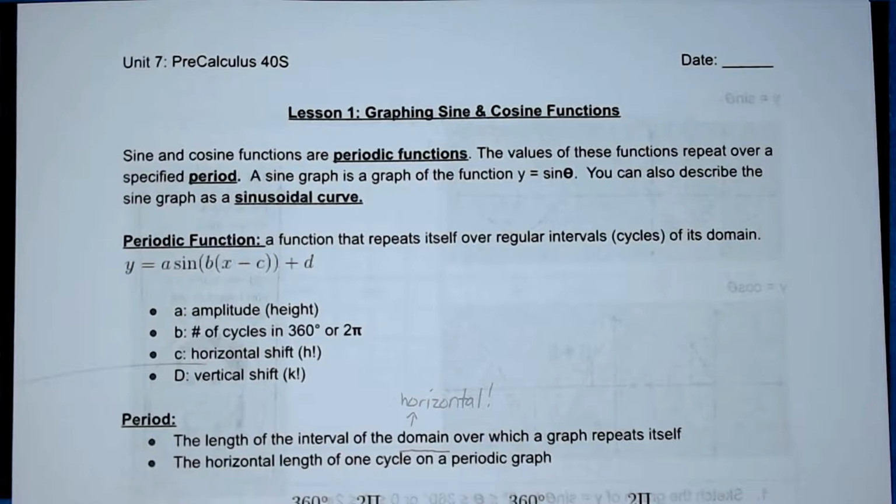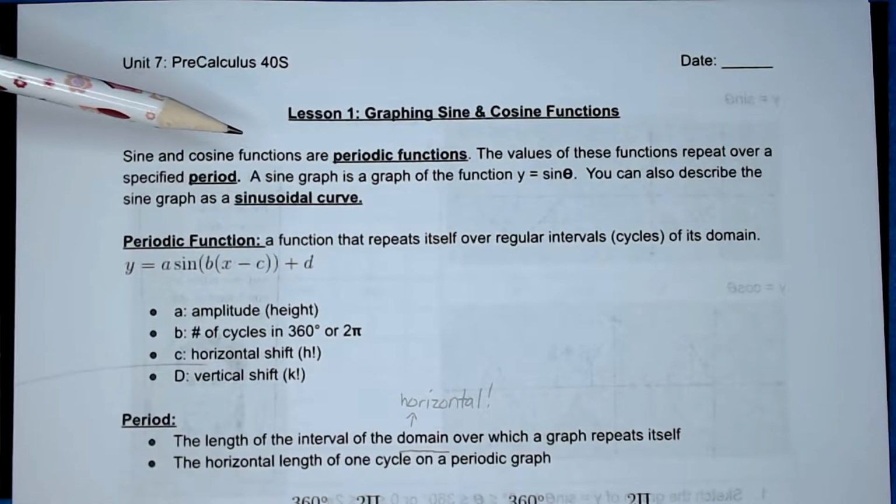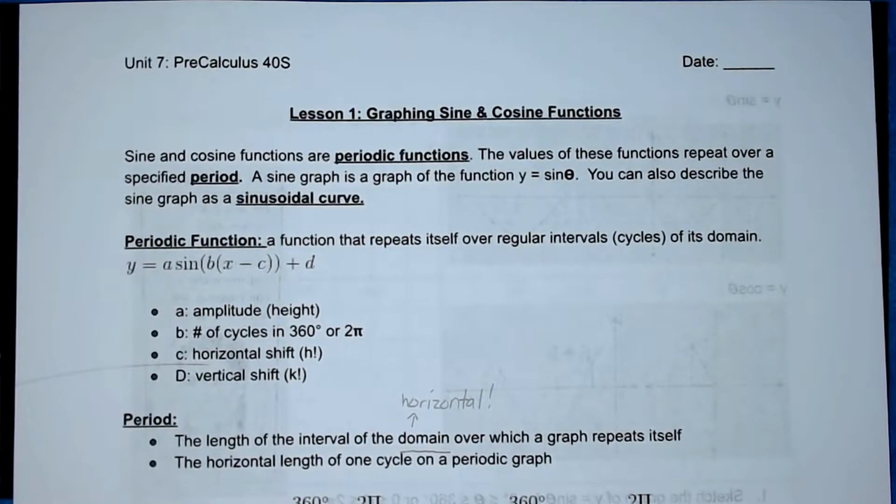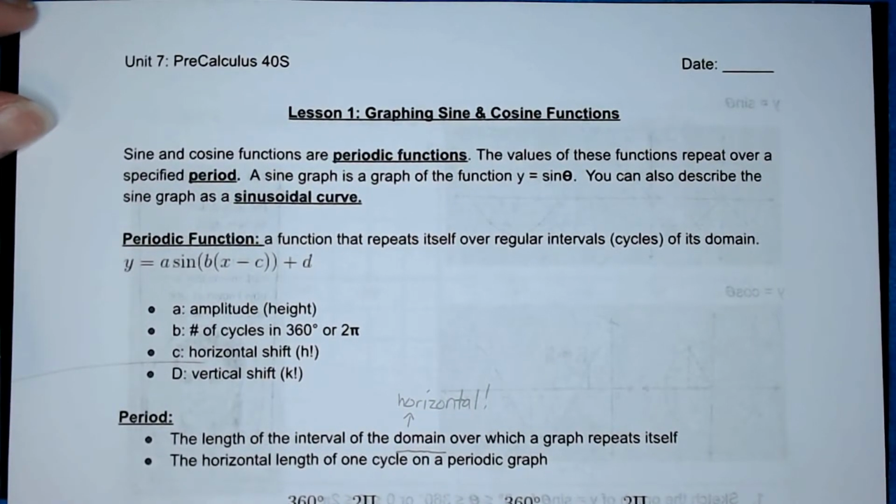So sine and cosine are functions that are called periodic functions. And what that means is that they have repeating values and therefore their graph kind of looks like a wave. A sine graph is a graph of the function y equals sine theta. You can also describe the sine graph as a sinusoidal graph. A periodic function is a function that repeats itself over regular intervals or cycles of its domain.